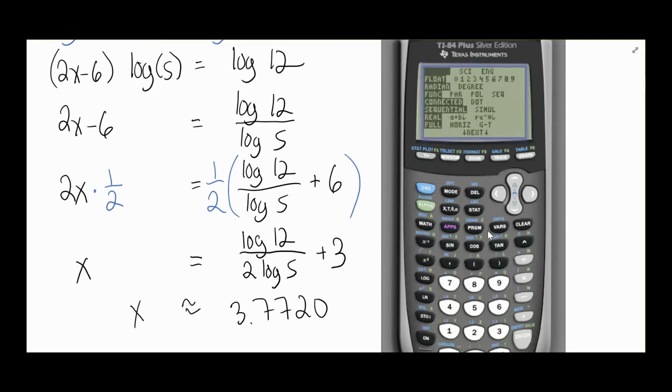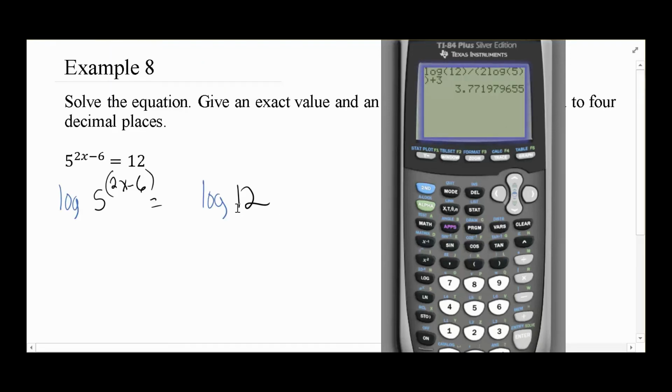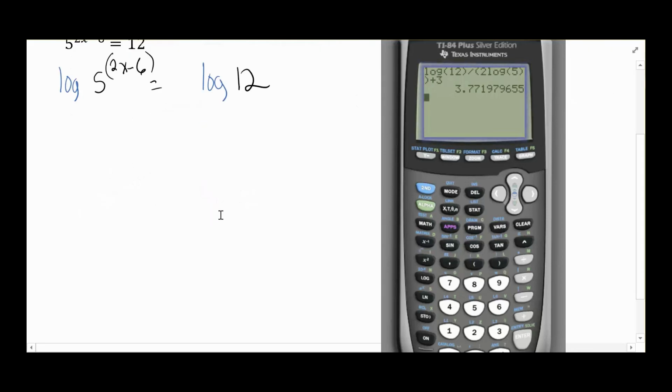Let me actually change this over to classic so that you can see the whole thing together. So there's where all of my parentheses and everything need to be. So you can see all those parentheses to get that proper value of 3.7720.